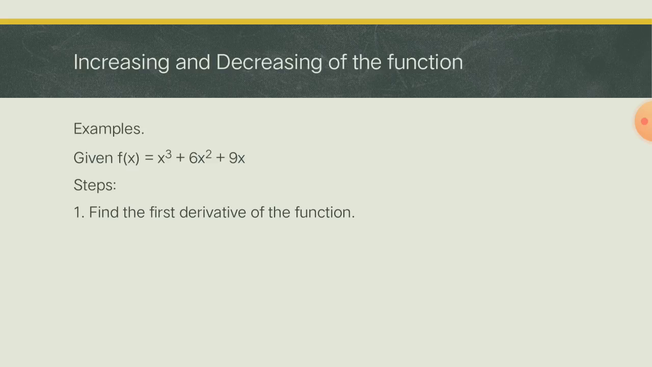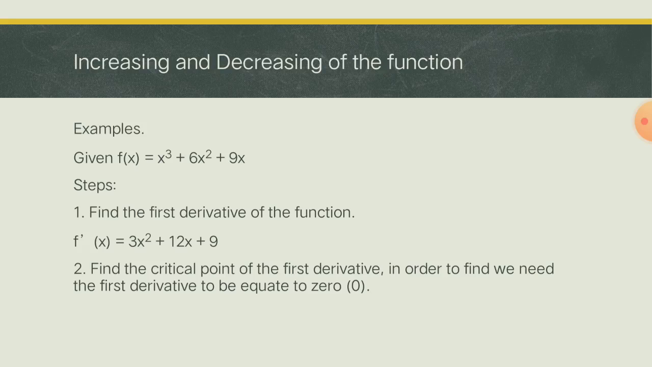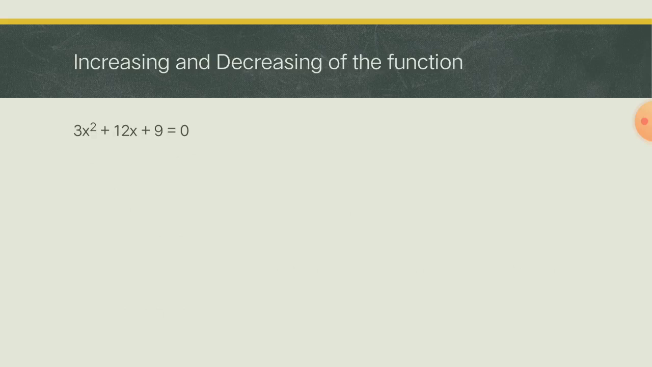Step number 1, find the first derivative of the function, which is f prime of x is equal to 3x squared plus 12x plus 9. And step number 2, find the critical points of the first derivative. But in order to find the critical points, we need the first derivative to be equated to 0. So here it is, 3x squared plus 12x plus 9 is equal to 0. We're going to solve for x.